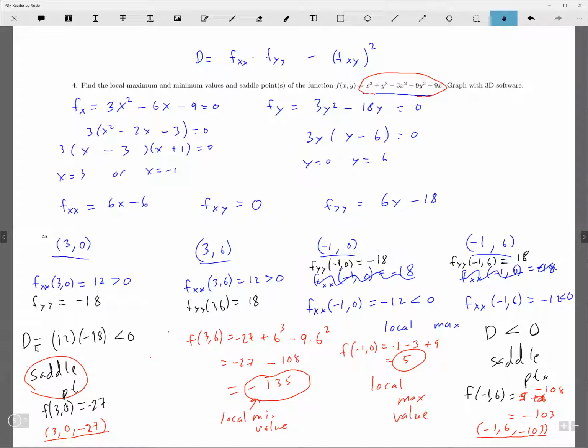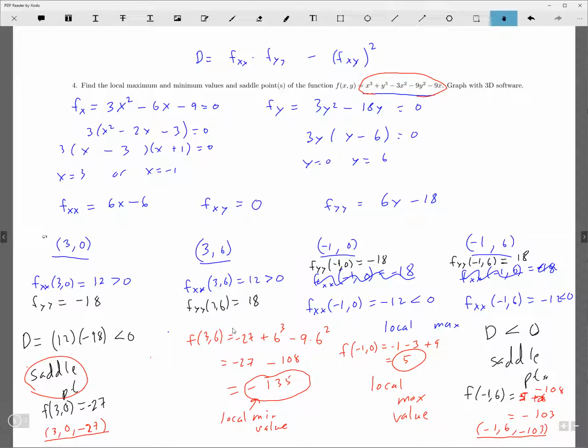And we calculated the discriminants. This one's negative. This one's also negative, according to this formula. So those two are saddle points. We plugged in the 3 and the 0 into this equation and got -27. So that's the first saddle point. We plugged in -1 and 6 into this equation, and we got -103, and that's the second saddle point.